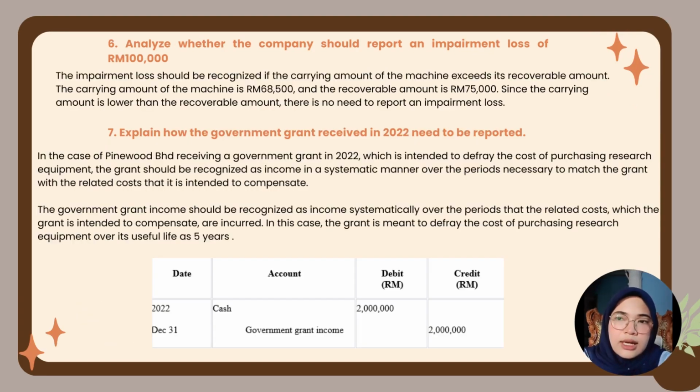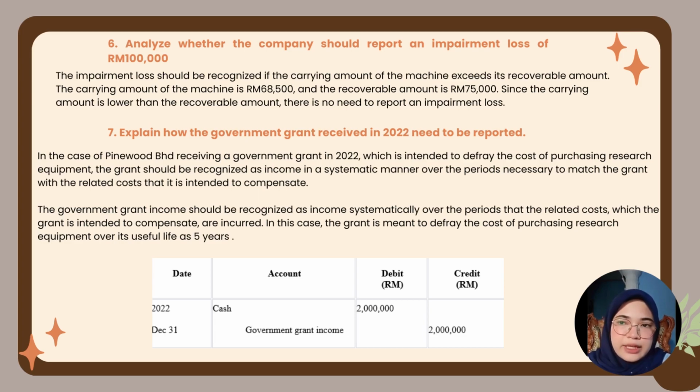Number 6, analyze whether the company should report an impairment loss of 100,000. The impairment loss should be recognized if the carrying amount of the machine exceeds its recoverable amount. The carrying amount of the machine is 68,500 and the recoverable amount is 75,000. Since the carrying amount is lower than the recoverable amount, there is no need to report an impairment loss.